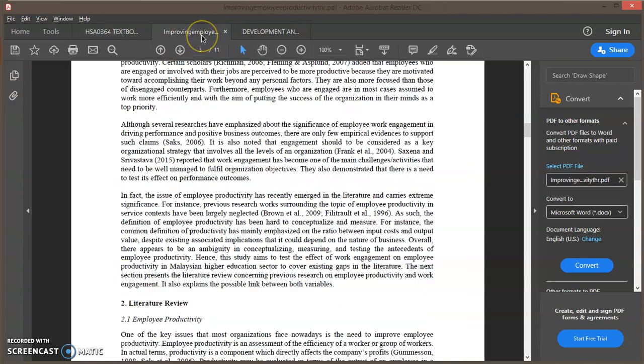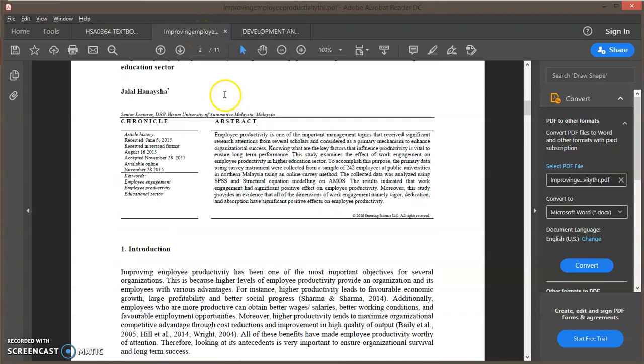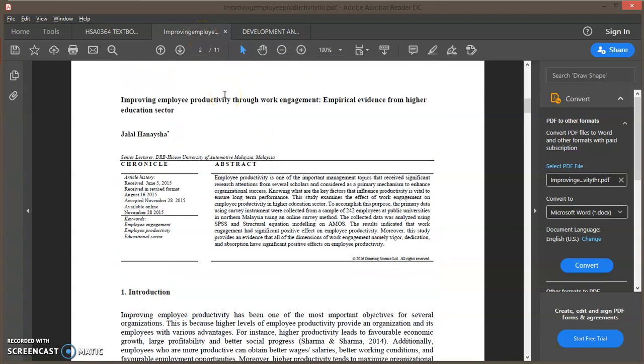So I have an example here of a quantitative research entitled Improving Employee Productivity Through Work Engagement: Empirical Evidence from Higher Education Sector, from DRB Highcom University, Malaysia.